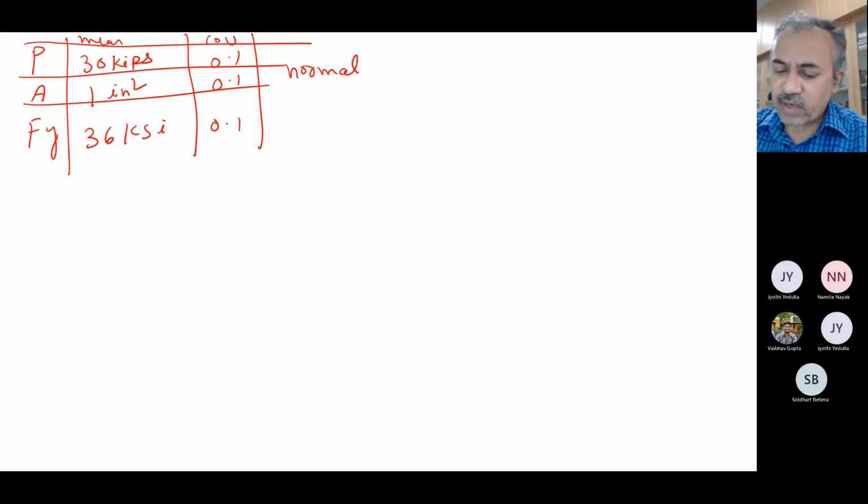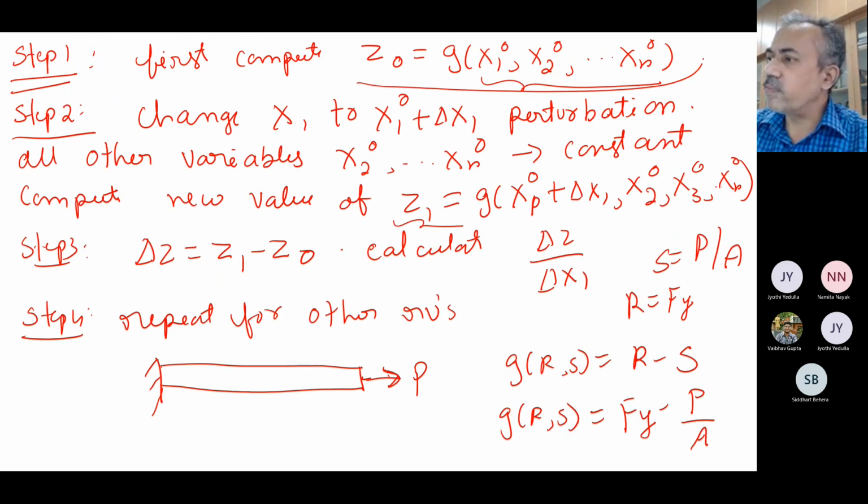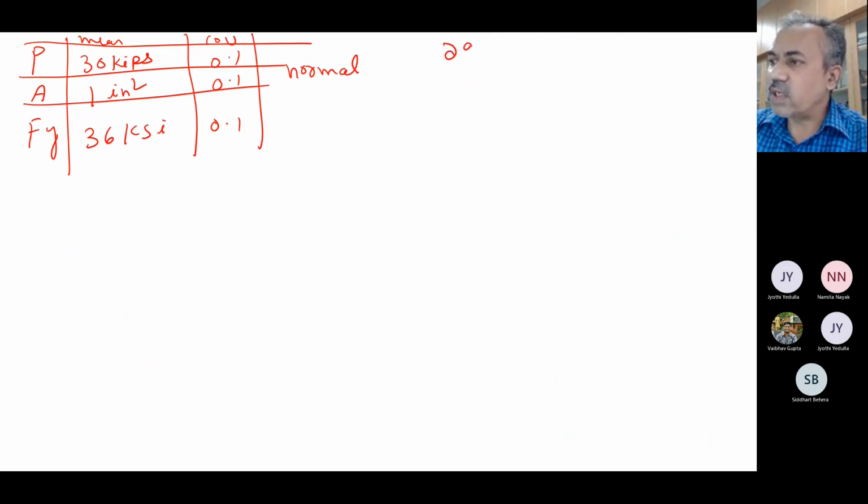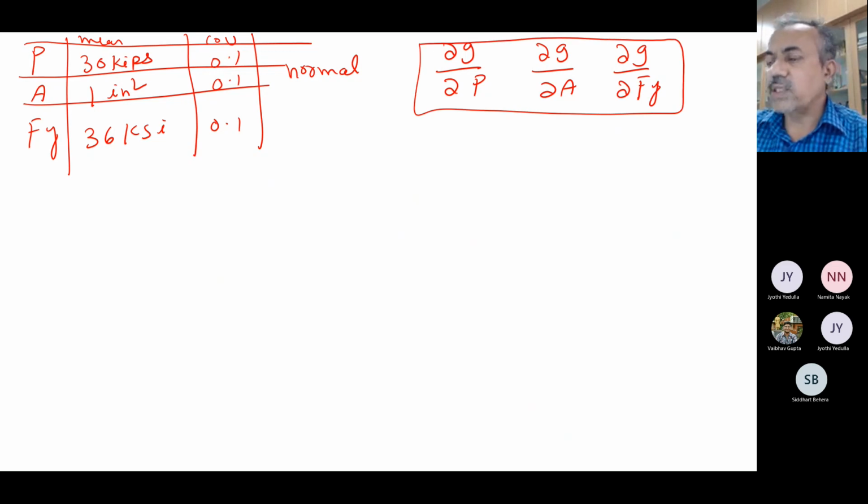But if you want to use the finite difference method, what is the first step? If you want to calculate the derivatives, three random variables are there, so I have to find the derivatives: dou g by dou p, dou g by dou a, and dou g by dou f of y. These three derivatives have to be estimated because they are required in the Hasofer-Lind reliability calculations.